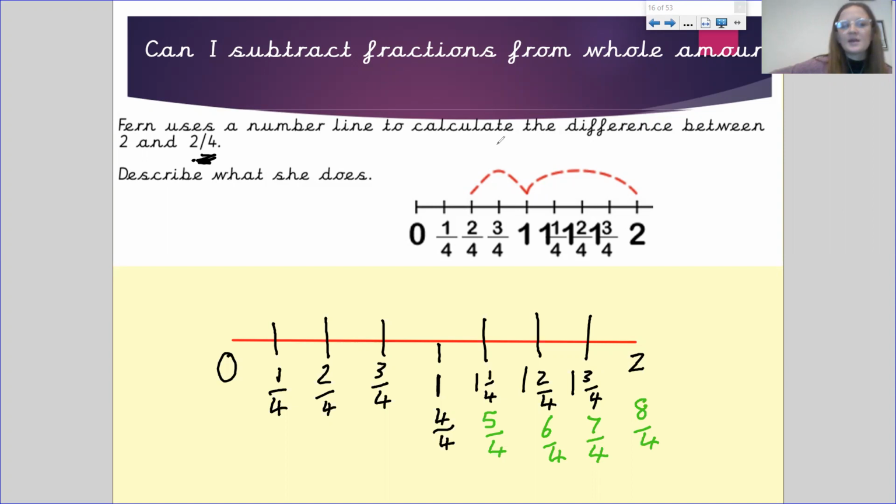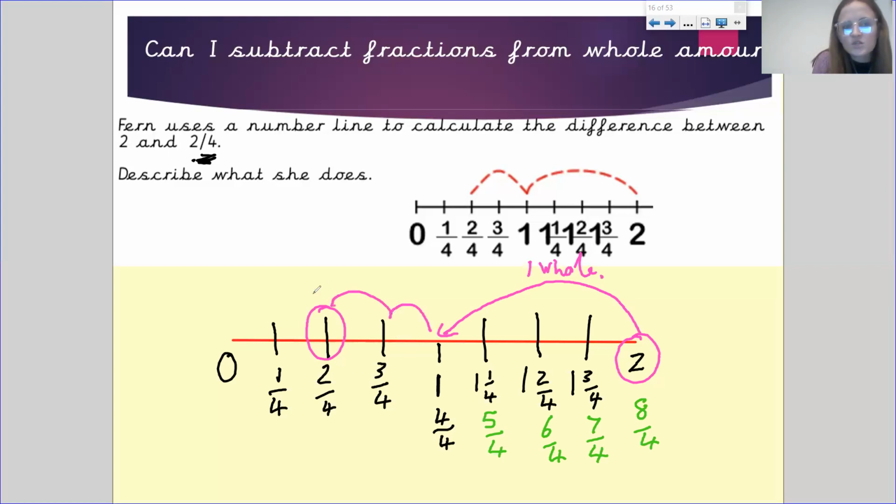So what they've done, as you can see from the one above, is we're starting here, and we are also looking at this number. We need to see what the difference is. So let's work backwards. So from 2 to 1 is 1 whole. So we've taken away 1 whole. Then we've taken away 1 quarter and 2 quarters.